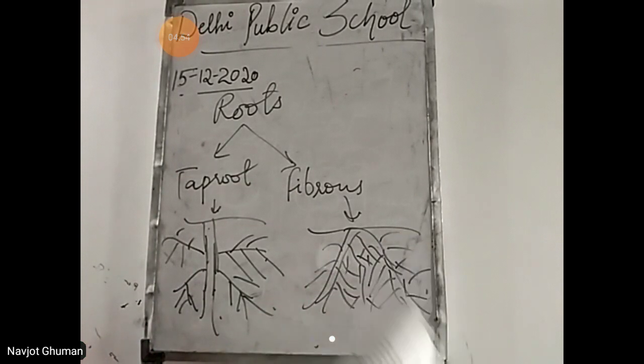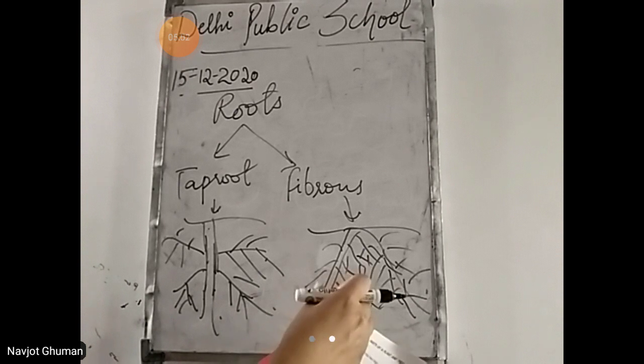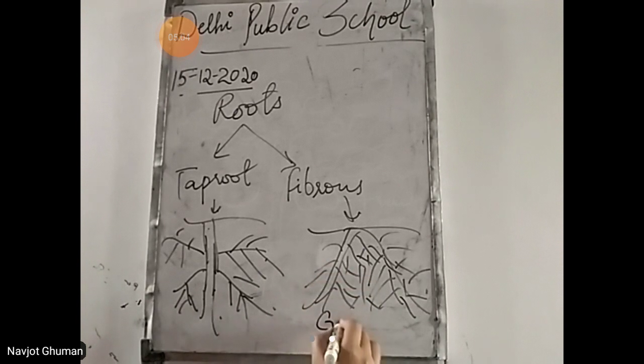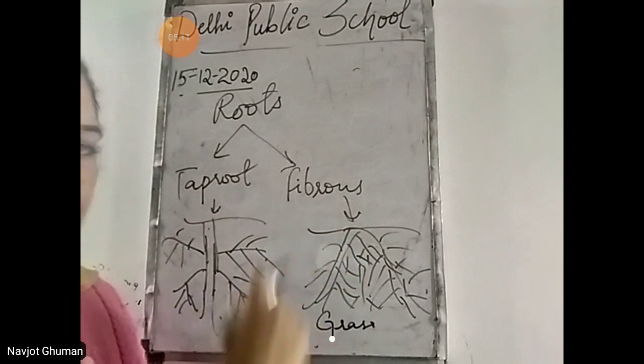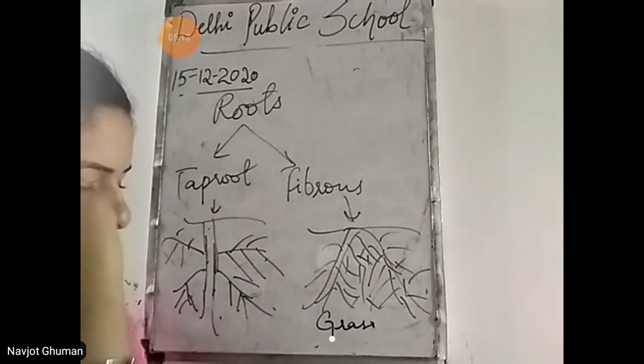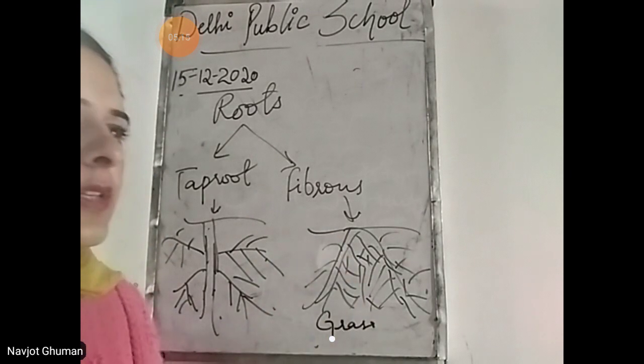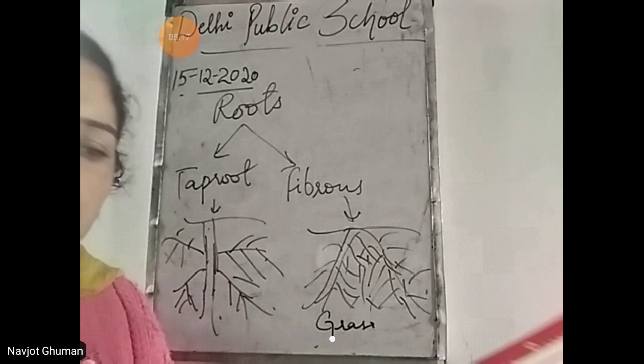Tap roots are mainly present in mustard. सरसों का plant है. Hibiscus, that is your flower. Bean. And fibrous roots are mainly present in grass. Grass की roots, you must have seen the roots of grass. देखो कि fibers जैसी होती हैं. So grass has fibrous roots. Then wheat, onion, all these plants have fibrous roots.